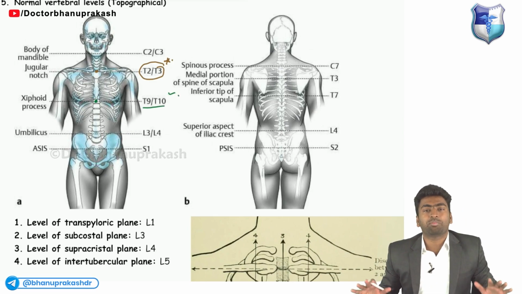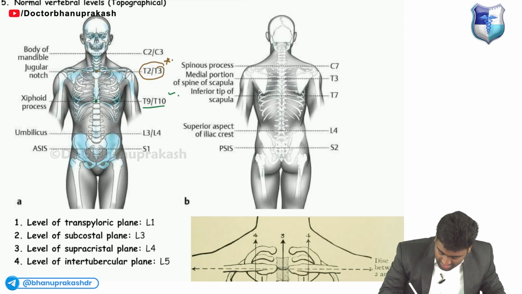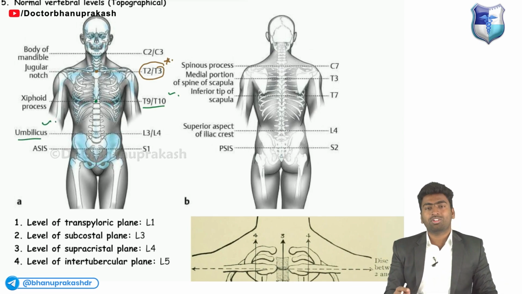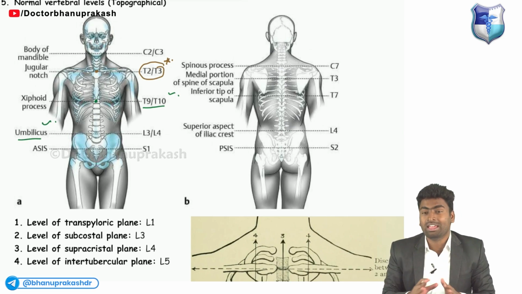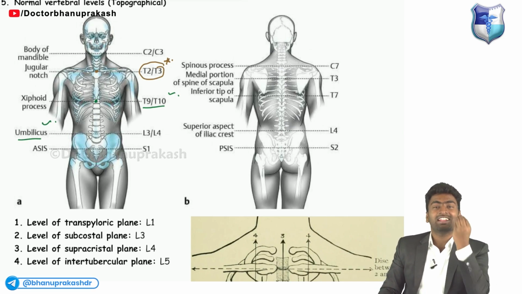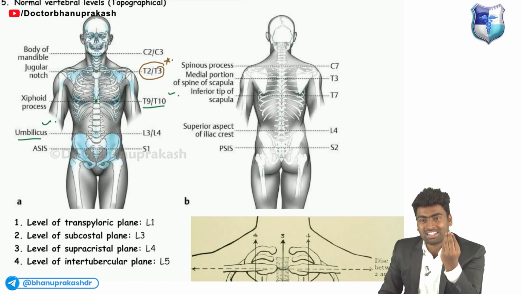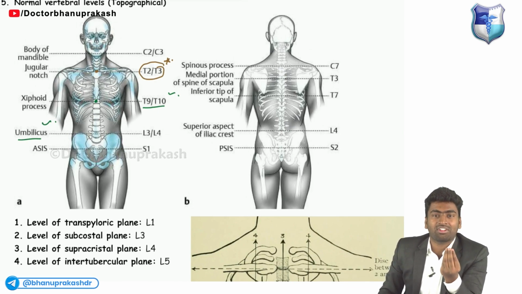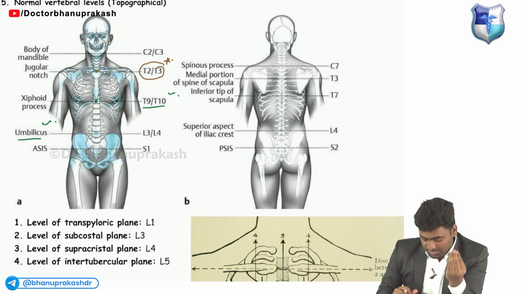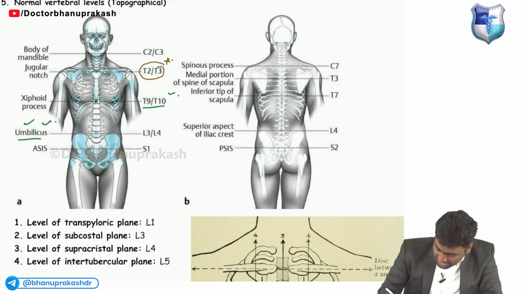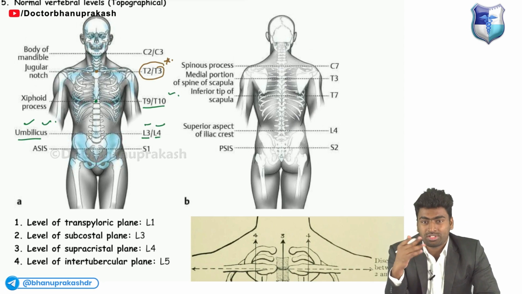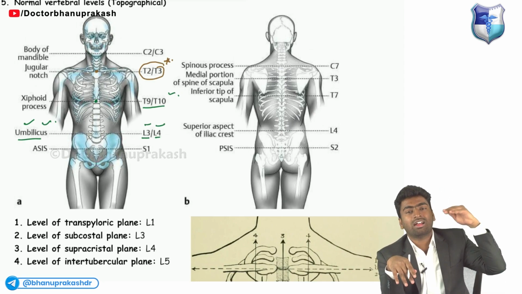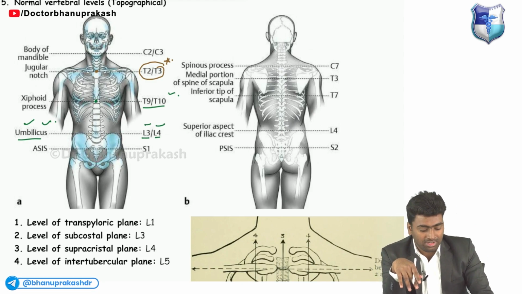And here is the next point of confusion. About the umbilicus, you know the dermatomal supply is T10. So it is not the same. Remember, they are not asking the dermatomal supply. They are asking the topographical level, or which vertebra lies behind it. So around the umbilicus it is L3 and L4. If you have to choose one, choose L3, because most commonly it lies over L3.